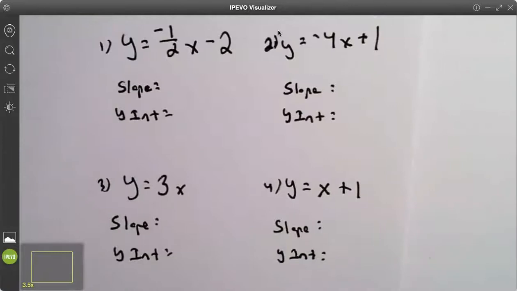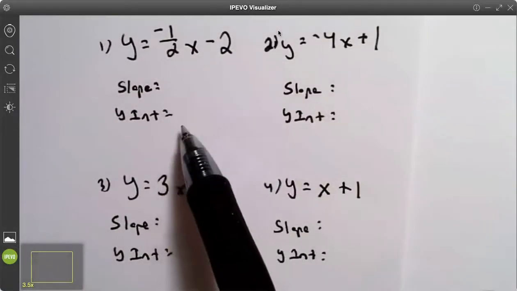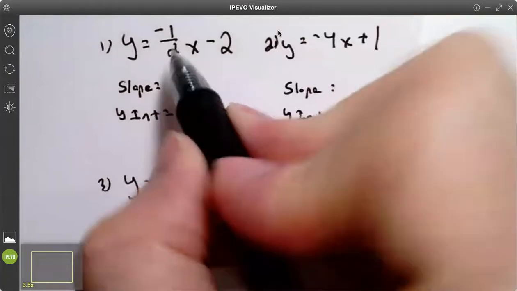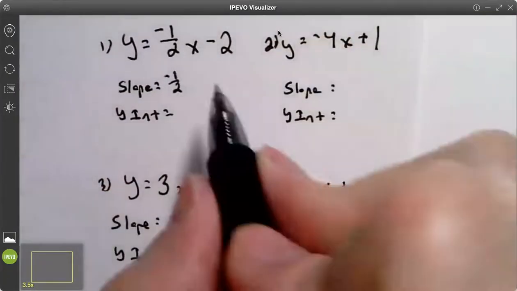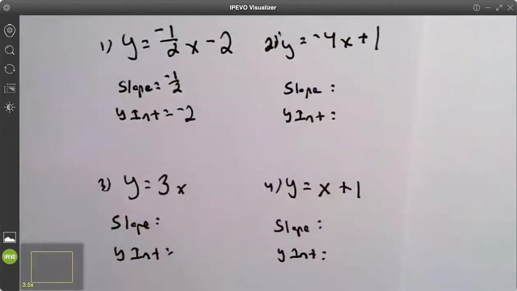Okay, we'll go through these one at a time. Let's look at number 1. Think about what would you put as your slope and what would you put as your y-intercept. Your slope is negative 1/2. That's what comes before the x. Your y-intercept is negative 2. That's what goes after the x.